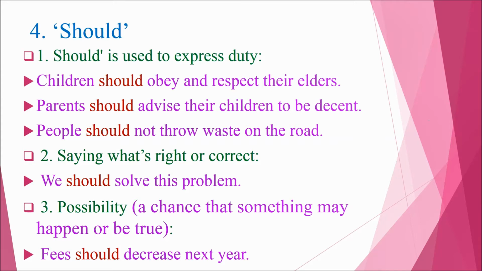Then, saying what is right or correct, we can use should. Example sentence: we should solve this problem. Then, we can use should to express possibility. So what is meant by possibility? Possibility means a chance that something may happen or be true. Example sentence is: fees should decrease next year.